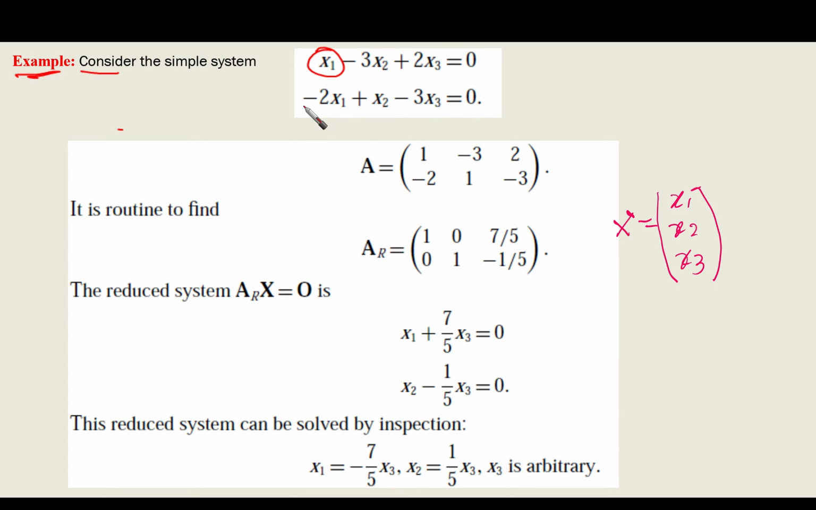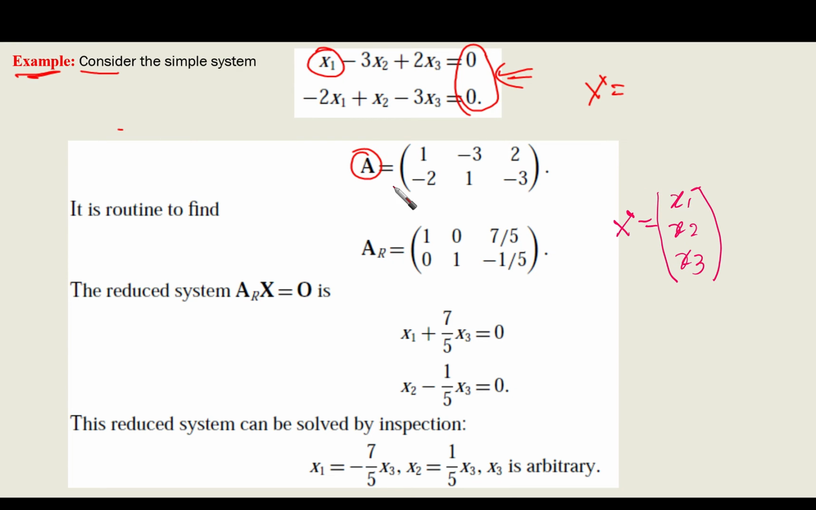The coefficient matrix here is going to be put here. We have 1 and minus 2, minus 3 and 1, and 2 and, sorry, minus 3. So this is the coefficient matrix of this system. The right hand side is, as we can see, zeros, so it is a linear homogeneous system. And our capital X is going to be, as I put it here, x1, x2, x3. This is the vector of the unknowns.